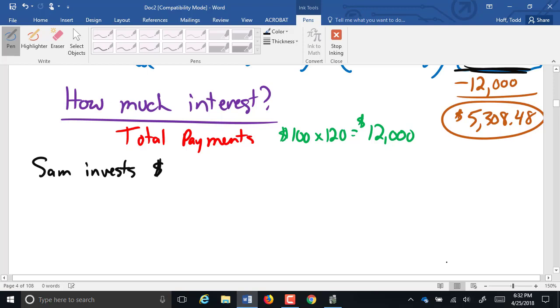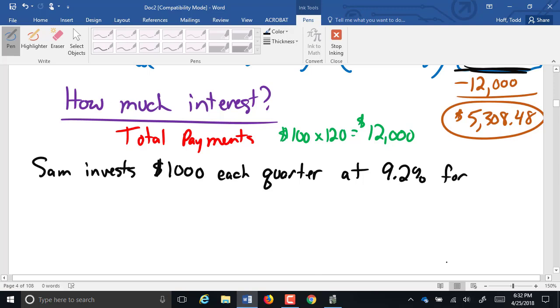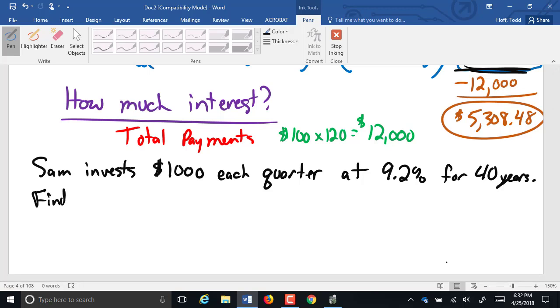Sam invests $1,000 each quarter at 9.2% for, somebody tell me how old they are. 26, okay? So 26, let's say you're going to go to 66 to retire. 40 years. Well, you'd be looking at 25 years, but they said the 26 first.